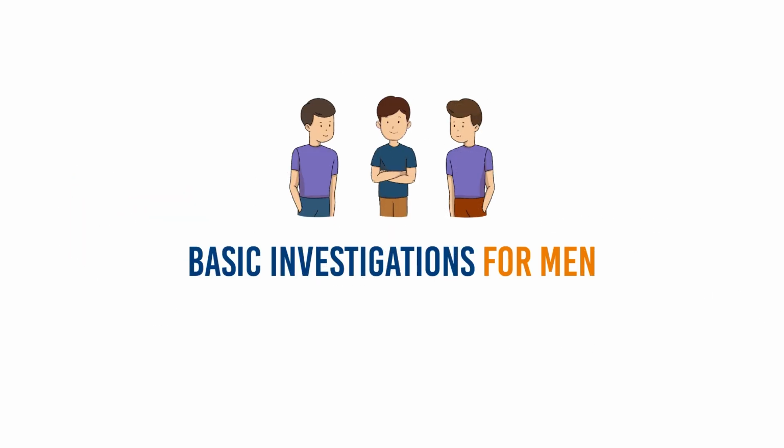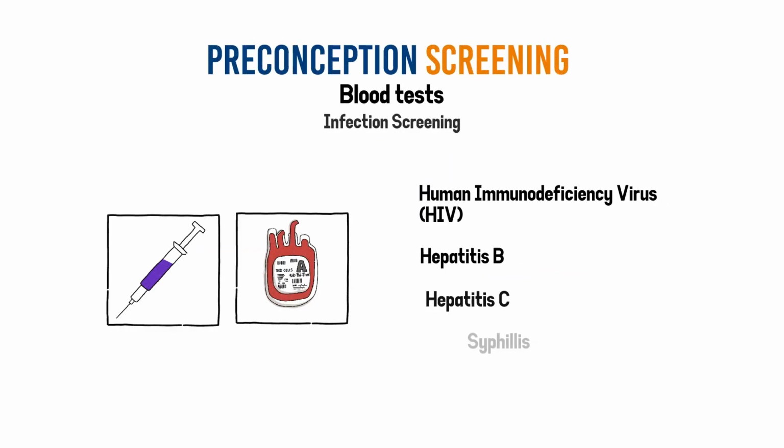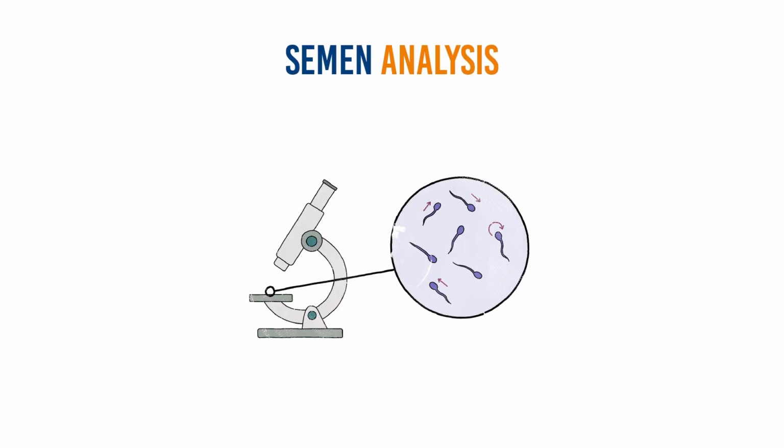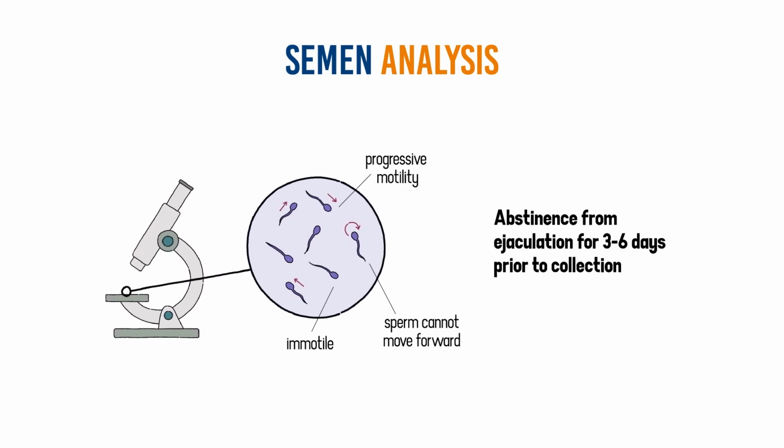For men, the following basic investigations will be performed. First, a preconception screening with blood tests for infection screening. Semen analysis is also conducted. The husband's semen sample is collected and analyzed in the laboratory. Ideally, you should abstain from ejaculation for 3 to 6 days prior to collection. Certain important parameters are measured, such as the sperm concentration or sperm count, sperm motility, and morphology. If these 3 parameters are normal, this would be considered as a normal semen analysis.